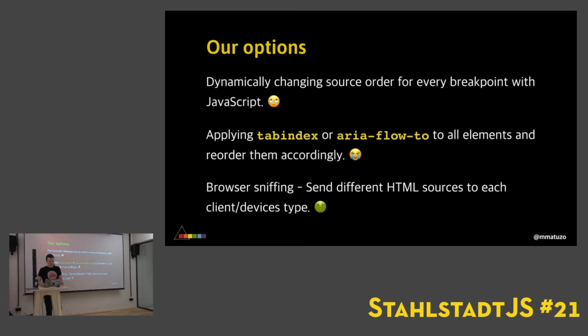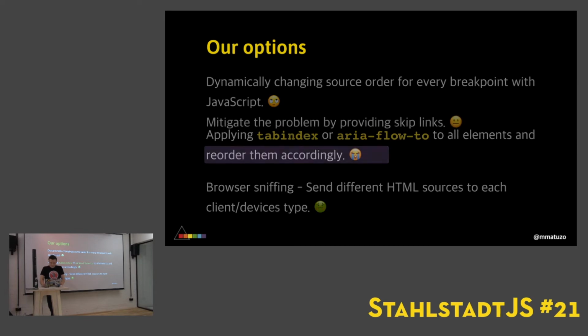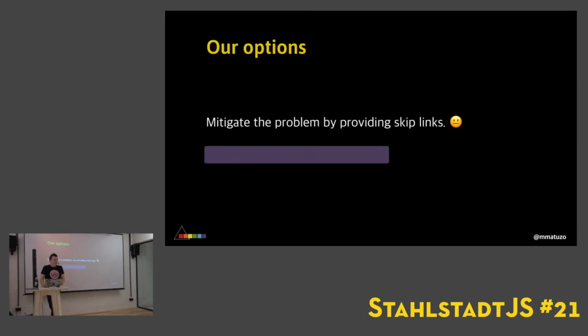We could try browser sniffing and send different HTML to different clients and device types. I think we're all in the same boat when it comes to browser sniffing. It's not that good of an idea. We could mitigate the problem by providing skip links. Well, we should provide skip links anyways most of the time.